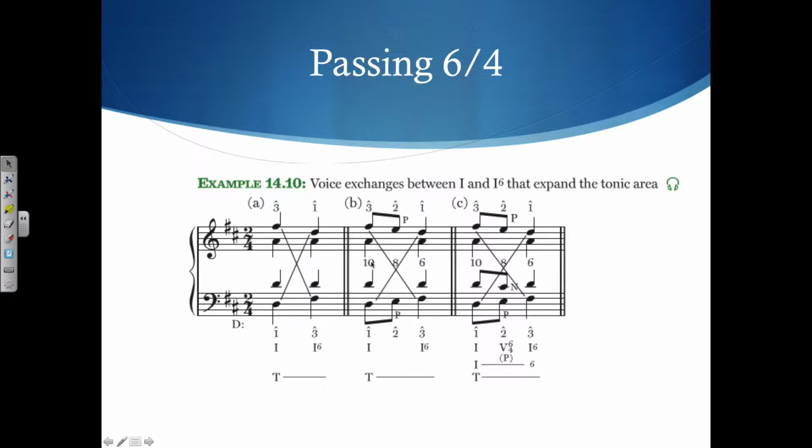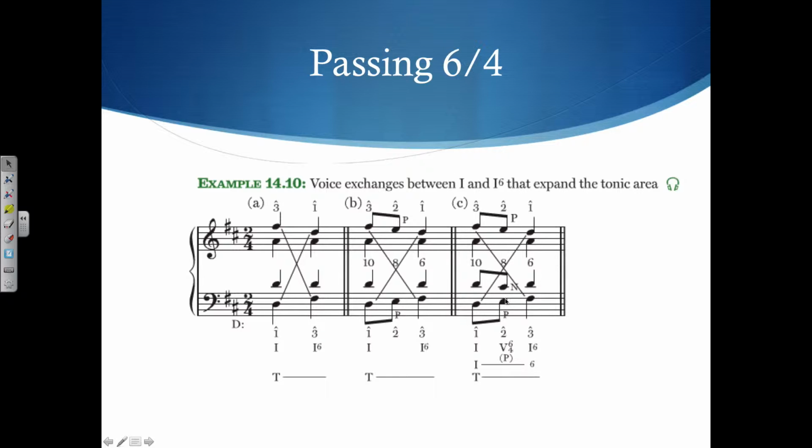exchange is here. These numbers refer to the intervals between the bass and the soprano, in this case a tenth, which is the same as an octave and a third. The 8, meaning the octave, is right here, and then F sharp and D create a sixth. So a 10-8-6 motion.